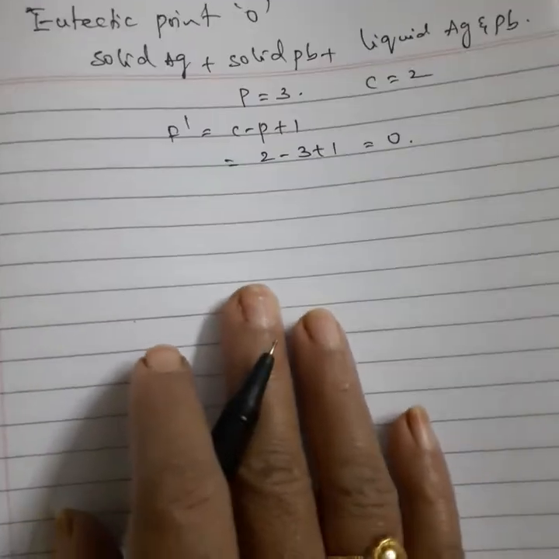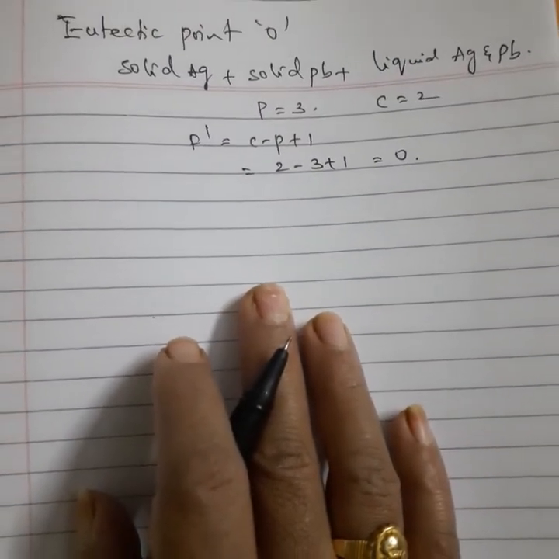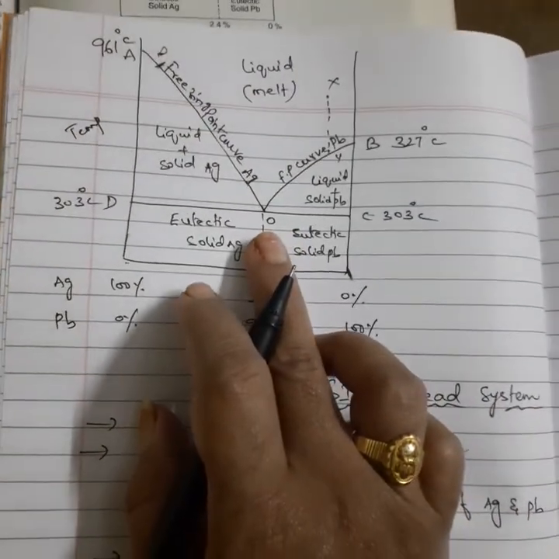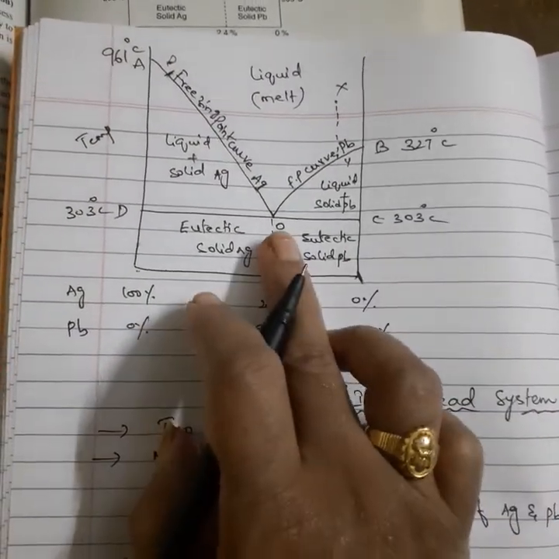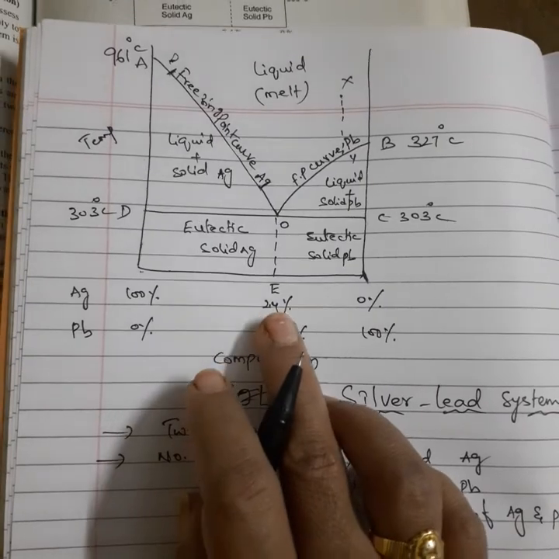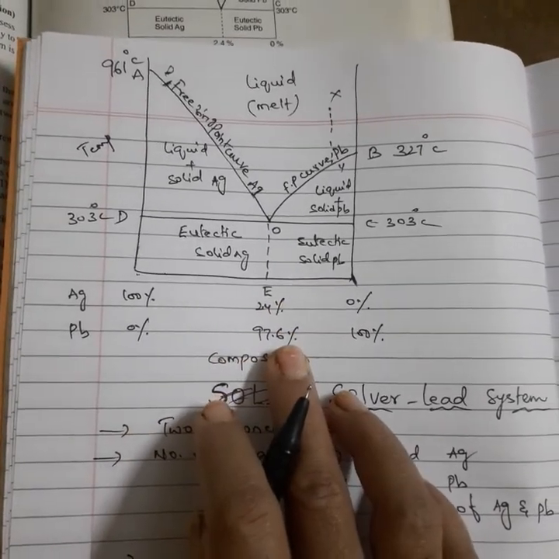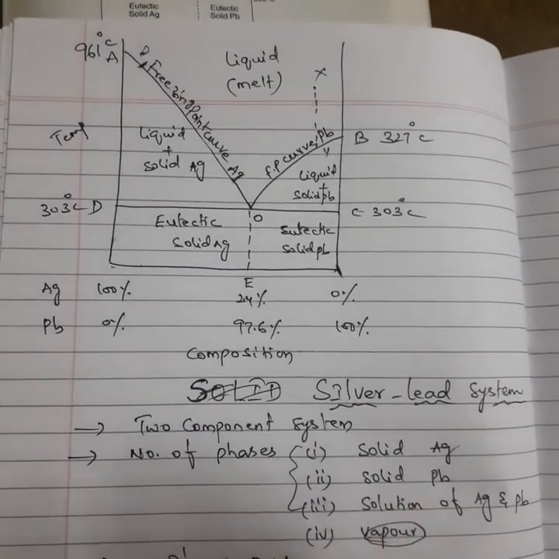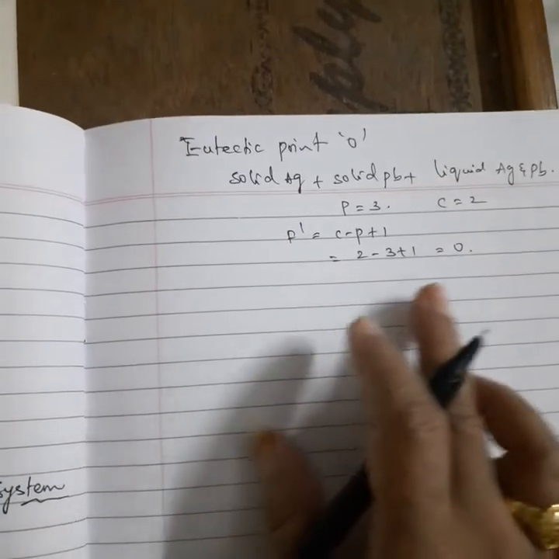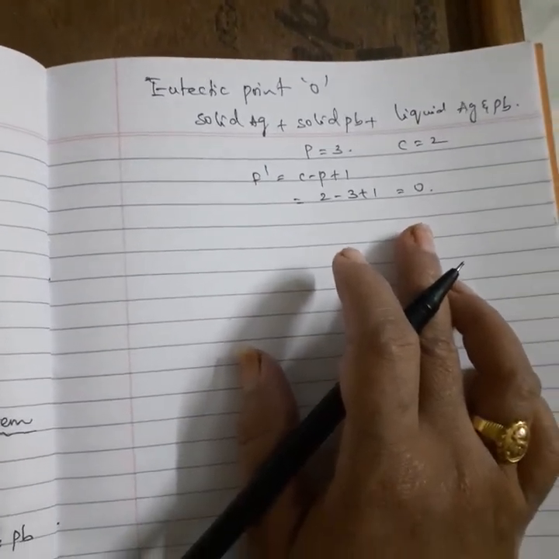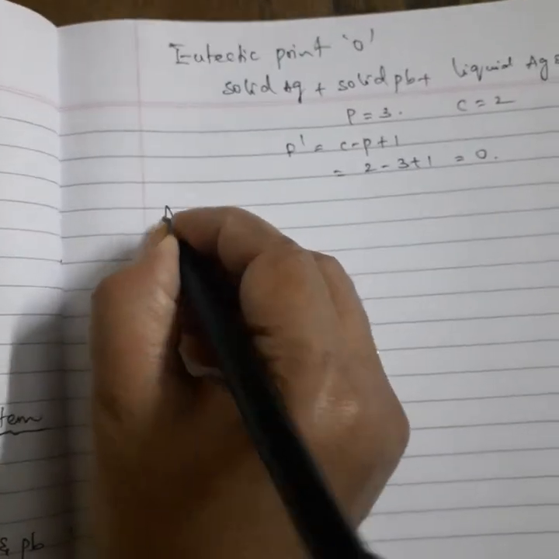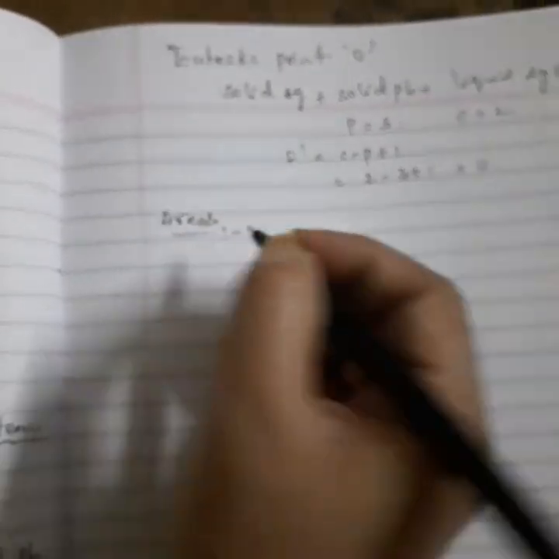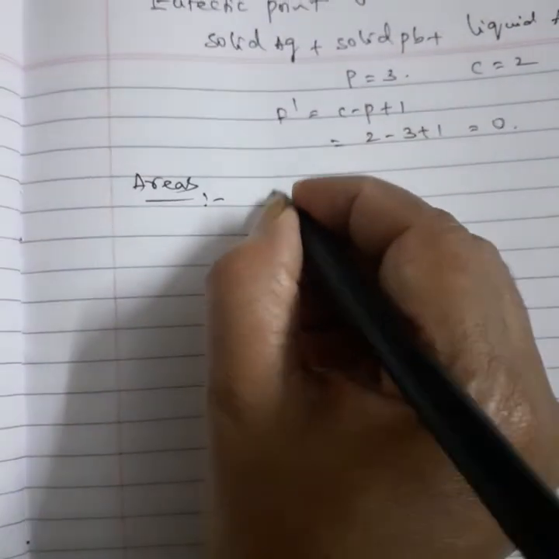So because 0 means invariant, the number of degrees of freedom is 0, means this particular temperature 303 degrees centigrade and this particular composition 2.4% and 97.6%, only then will this mixture exist. These 3 phases exist in equilibrium. Okay, next we will see about the areas. What are the different areas? We will see one by one.